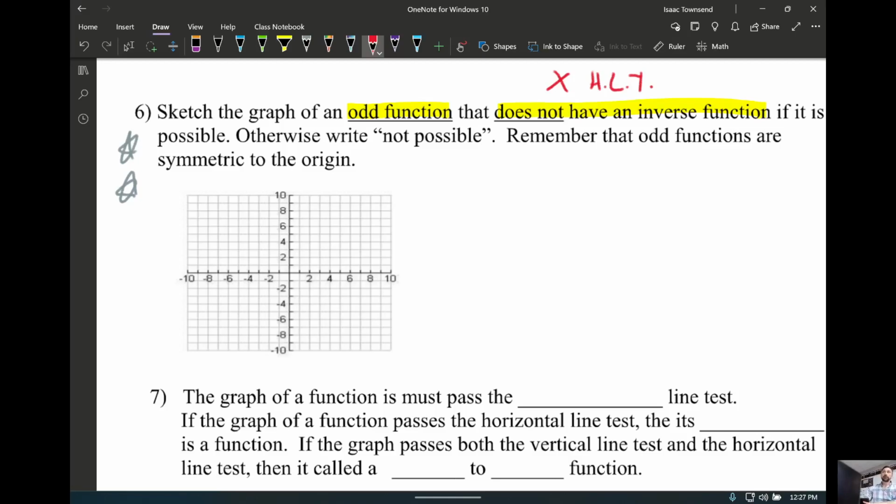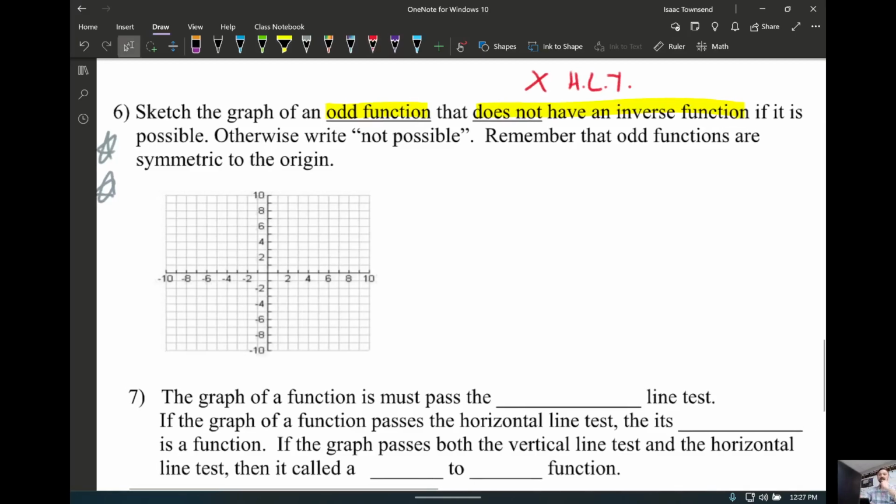To make it be an odd function, you have to remember a characteristic about odd functions. So let me remind you the difference between even and odd.